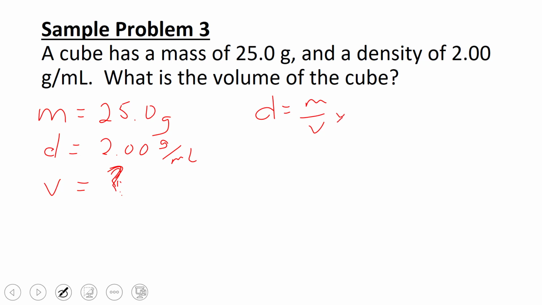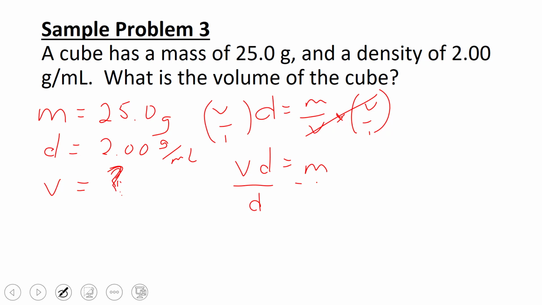I think the most common way that has been expressed today in class is to do this. If we multiply both sides by V, we move V into the numerator. And then we want to get V by itself, so we'll divide both sides by D. So V is going to be equal to mass over density. So I've got my givens and my unknowns written down. I wrote down an equation, and I algebraically manipulated my equation to solve for V, so that now I can substitute my mass of 25.0 grams divided by my 2.00 grams per mL.